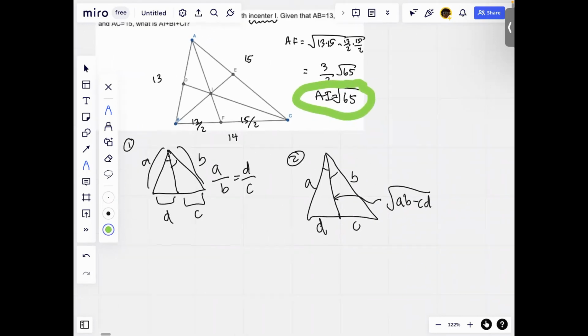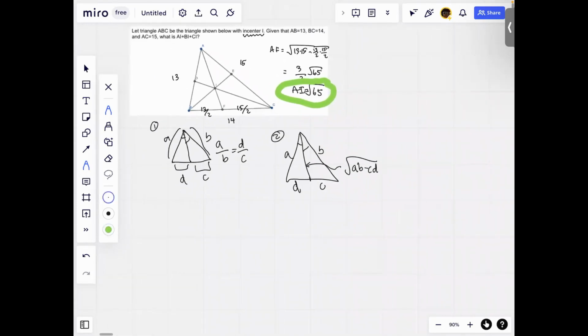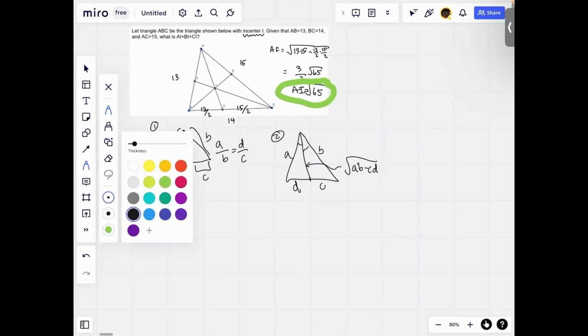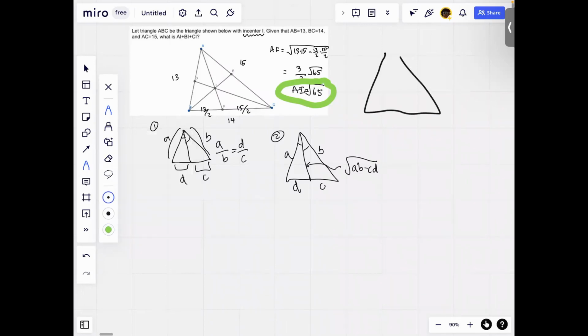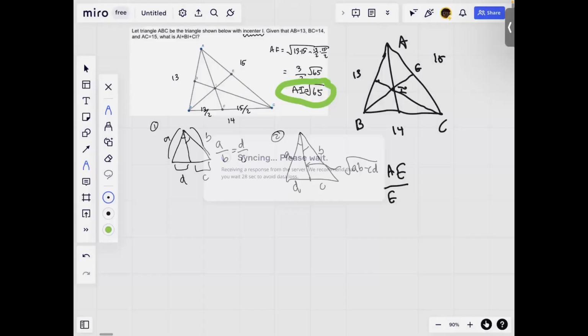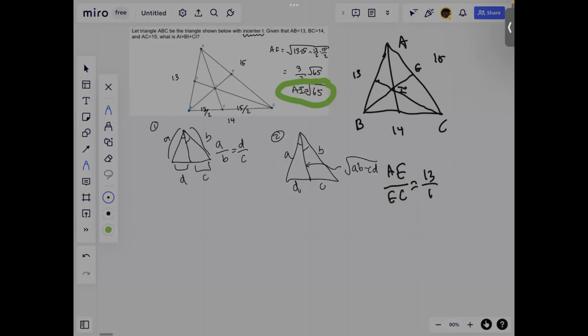Okay, so now we want to do the same thing for BI and CI. So if we draw triangle ABC, yeah, this is I. Okay. So this is 13. This is 14. This is 15. So AE to EC is 13 over 14 and is equal to 15.